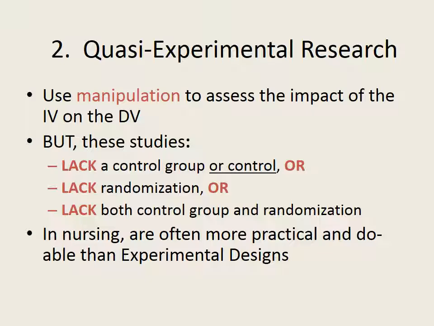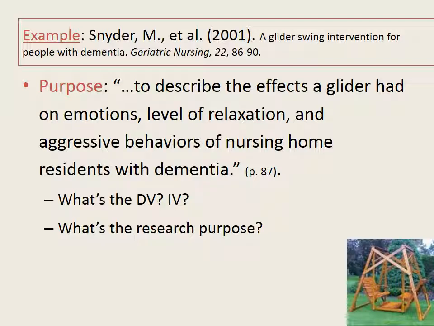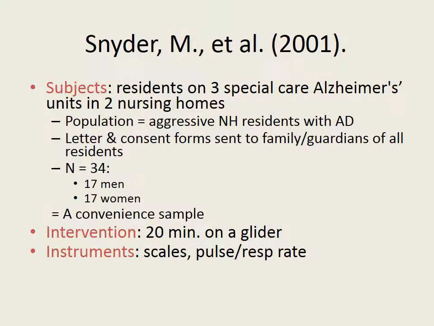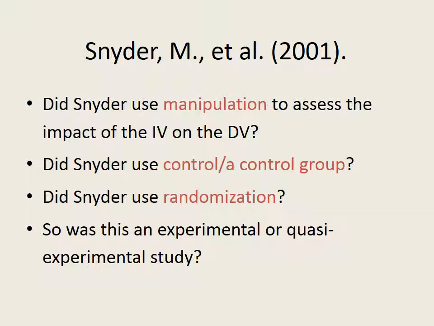In nursing, it's just more practical to do than experimental design. Don't talk about using any kind of control, do they? No. They just took what they could get. So I don't hear any of that or any randomization. So that tells us that we have a quasi-experimental design.